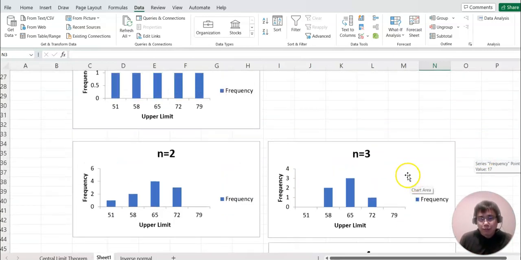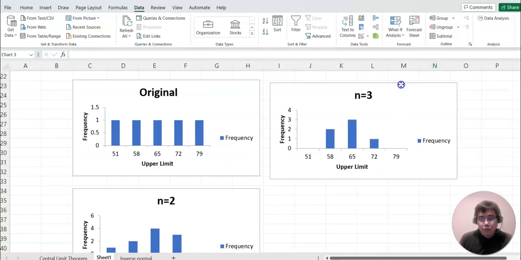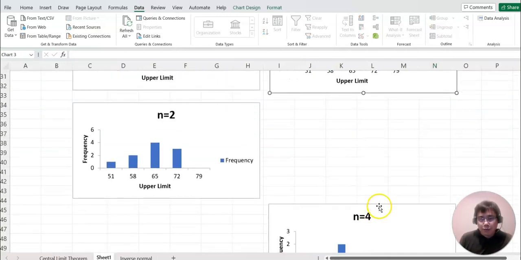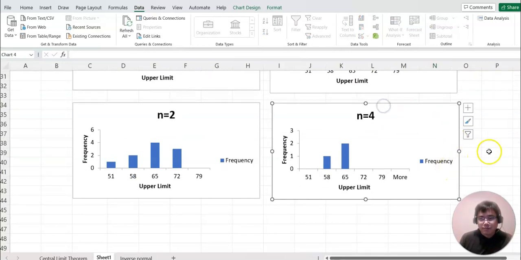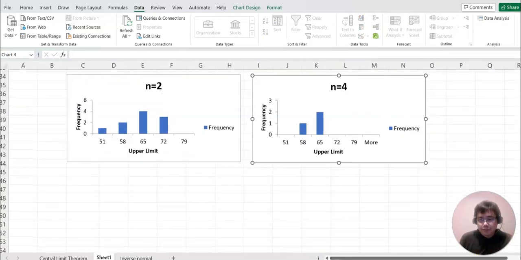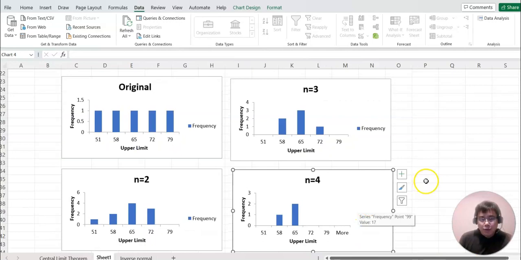Okay, now in this scenario we can only compare the original, n equals 2, n equals 3. Maybe I can move n equals 3 up here so we can see better, and then n equals 4 here. Okay, so whenever we compare these 4 data here, see the original range was between 51 through 79 here, and then n equals 2.